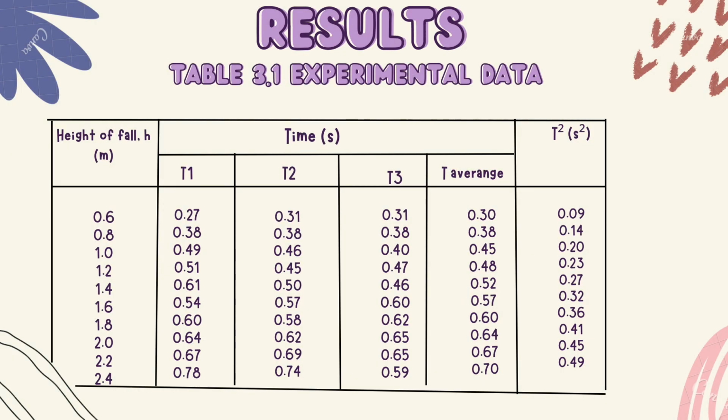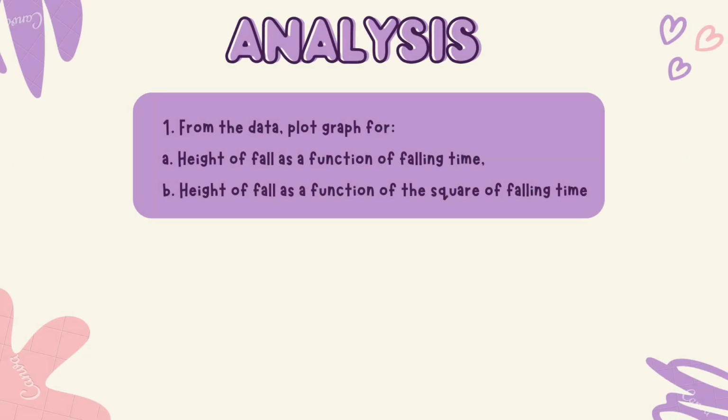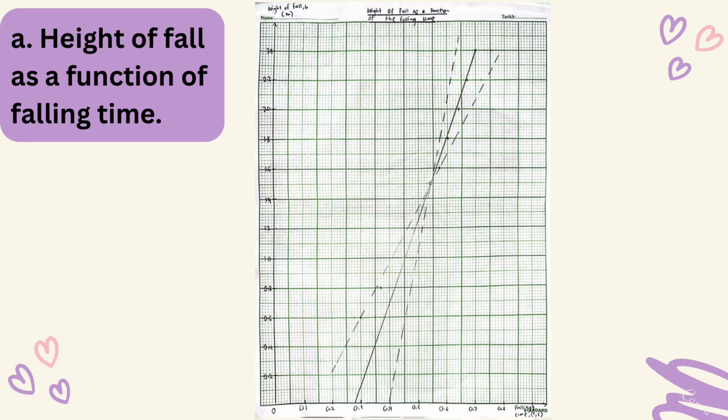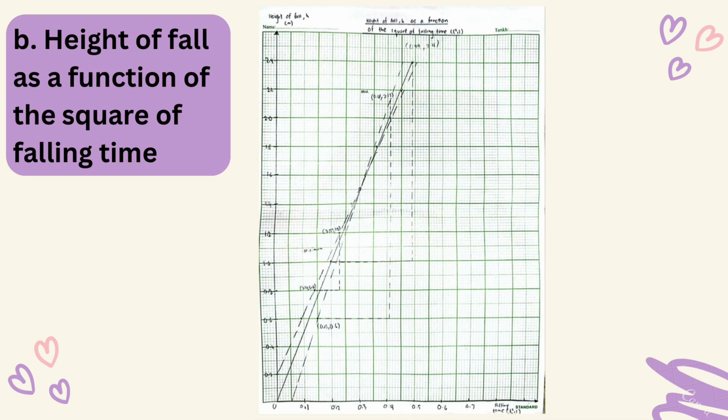This is the result from the experiment that we do in the lab. We use different heights of fall and repeat 3 times each height to get an average of time. The next part is analysis. Number 1. From the data, plot graph for A, height of fall as a function of falling time, and B, height of fall as a function of the square of falling time.